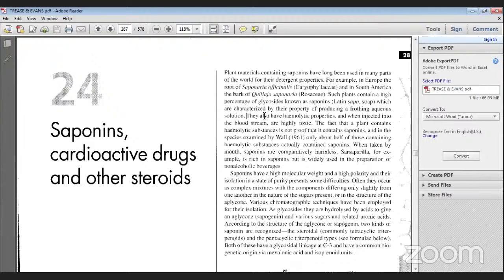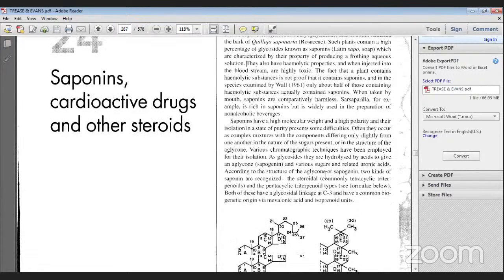Next important point is that these saponin glycosides have the hemolytic property, which means they can cause the hemolysis of the RBC. So in some cases they are highly toxic in nature. Saponins are basically of high molecular weight and high polarity, and their isolation is very difficult.